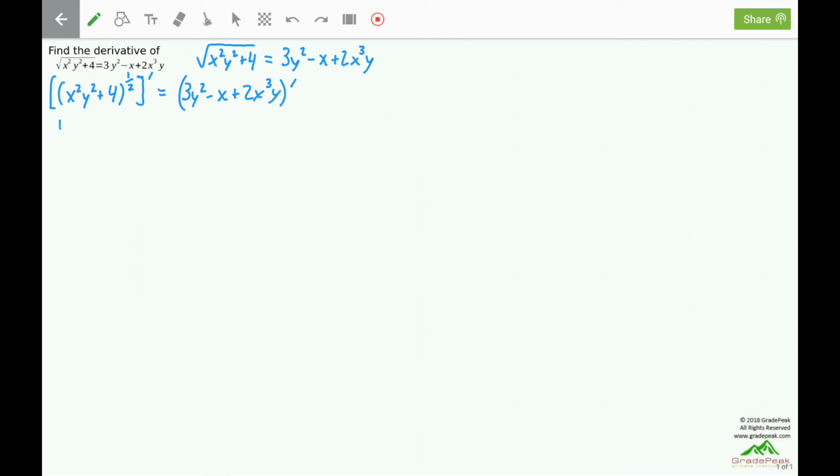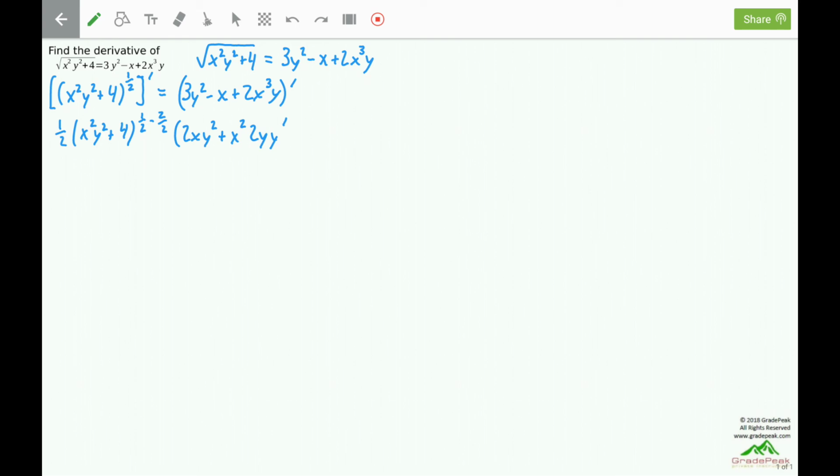On the left side, it starts as a power rule. Bring the power down. Leave the inside alone. Subtract 1 from the power. I will call it 2 halves. And then multiply by the derivative of the inside to complete the chain rule. The first term on the inside is a product, x squared times y squared. The derivative of the first, 2x, times the second left alone, y squared, plus the first left alone, x squared, times the derivative of the second, 2y, and then times y prime to complete the chain rule for that term.